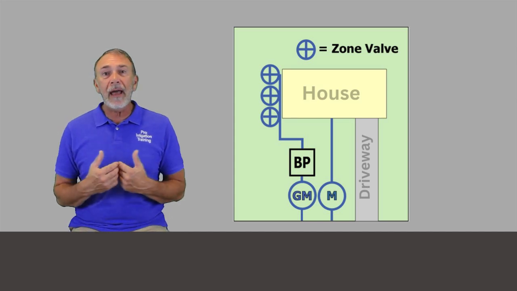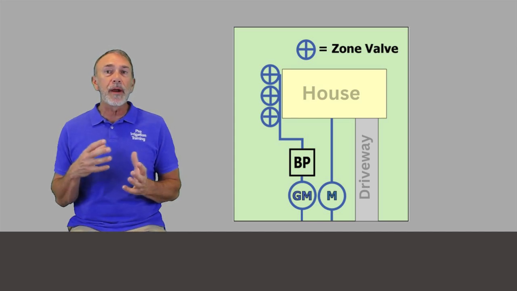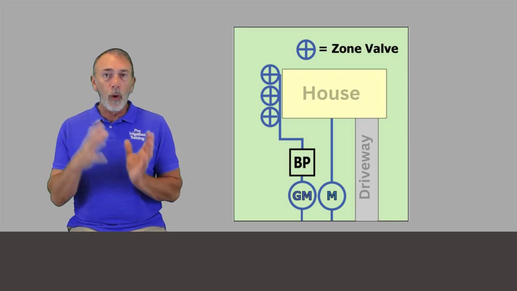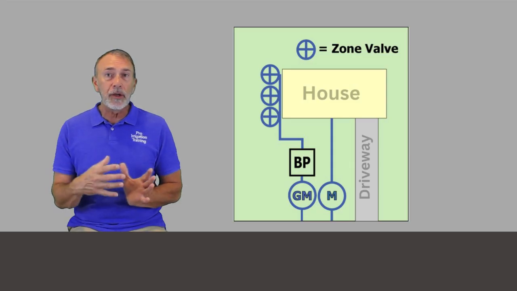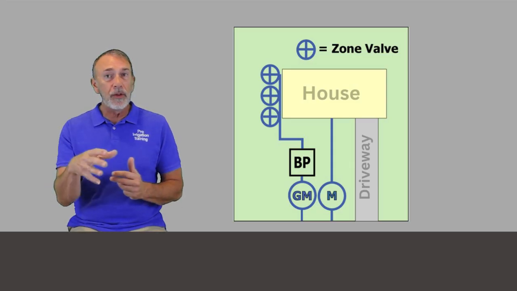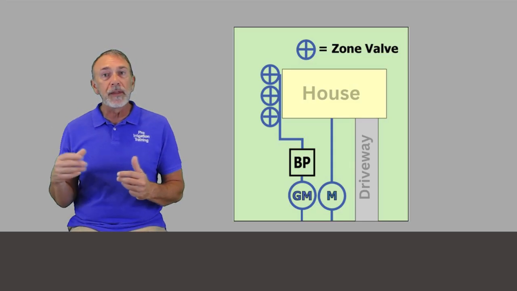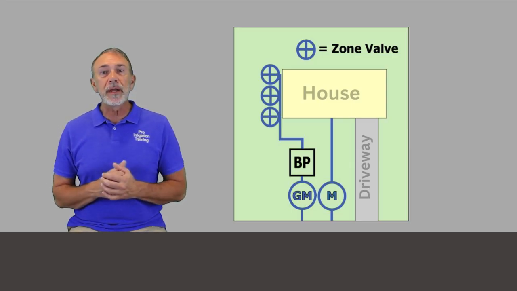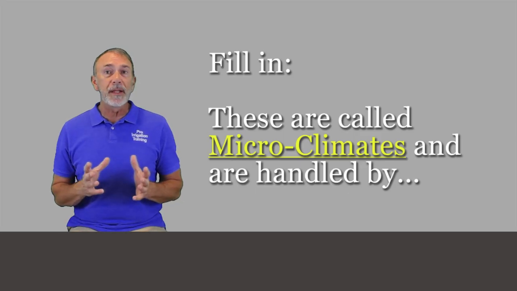So we don't have that in the supply, so we have to break the system into zones or groupings so that it can water one area, say the front yard, and then go to the side yard, and then to the backyard, and then another backyard, and then the other side. So that's one of the reasons for zones, but the other reason is microclimates.